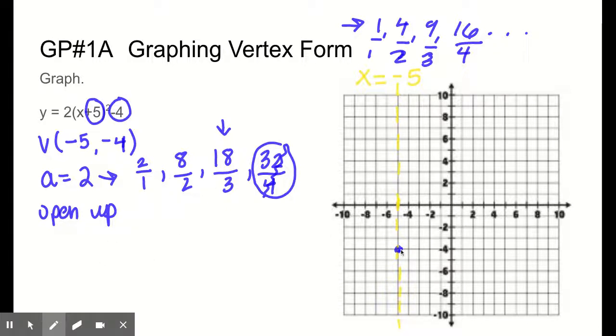So from the vertex opening up, our first movement is up 2 over 1 in both directions. Then going back to the vertex, our next movement is up 8 over 2 in both directions. And the next movement is up 18, which would end up putting us off the graph because that only gives us 14 spaces here. And so we're going to have to stop at the up 8 over 2. We can go ahead and connect our points, making our parabola shape.